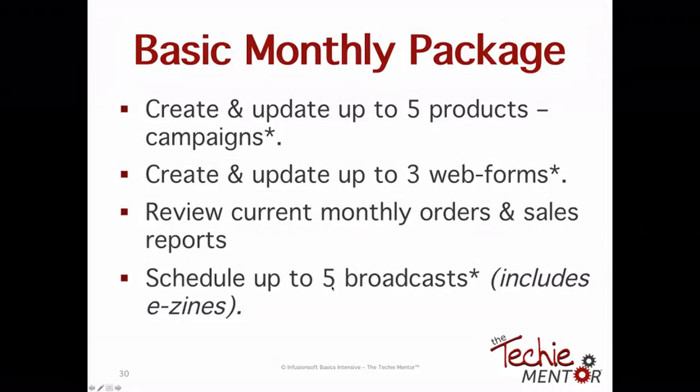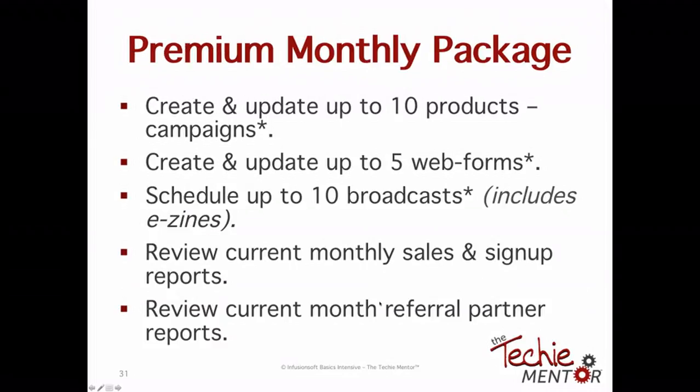So just some ideas. So here's like a basic monthly package. Create and update up to 5 products and campaigns so that it runs through a campaign. Create and update up to 3 web forms. Review current monthly orders and sales reports and schedule up to 5 broadcasts. So that's just a monthly package. You could slap a price on that, and this is exactly what they get every month. Whether they use 3 or 5 doesn't matter. It's up to that number.